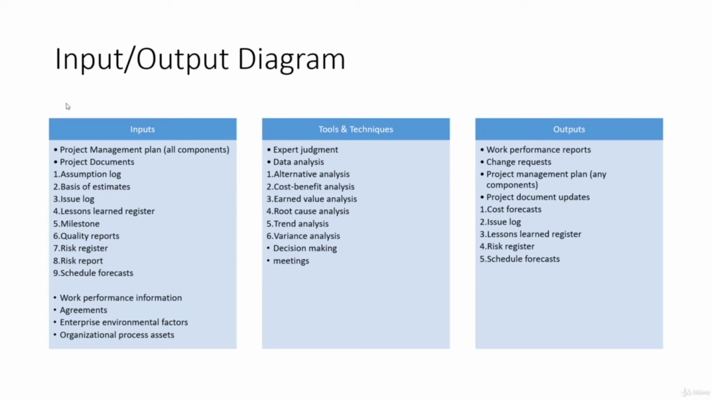This is the input output diagram, and as you can imagine, all components of the project plan are input here, all the project documents. We have the assumption log, and the assumption log is very important in project management because, as I mentioned, your deliverables may depend upon something else. Now that is your assumption, and if that assumption goes wrong, it can really impact your deliverables.